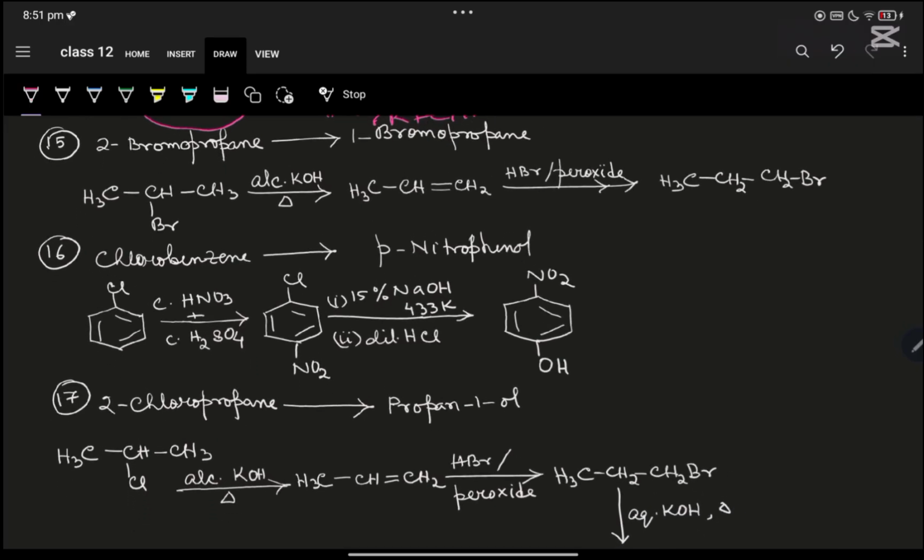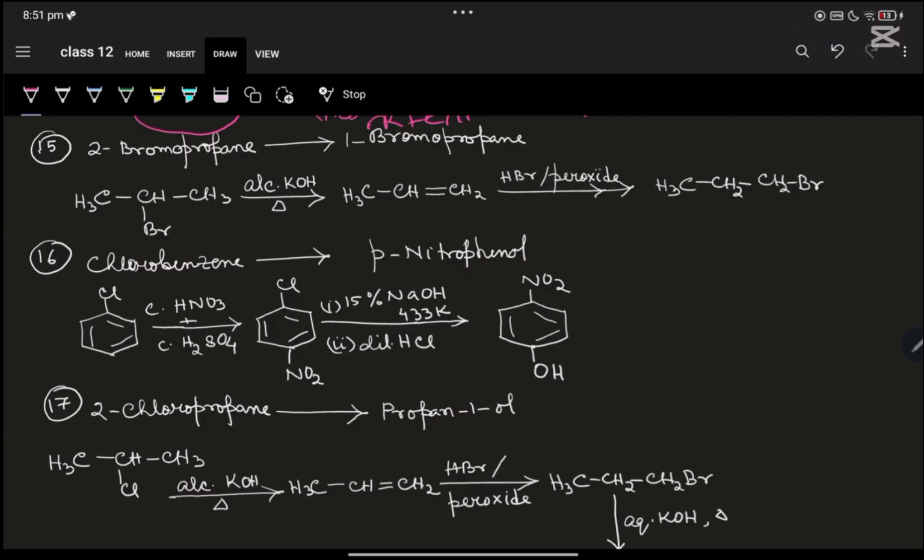Next, 2-bromopropane to 1-bromopropane. These types of questions are also very common, where you see the position of the Br changes, or maybe only the position of the double bond is changing. So here, 2-bromopropane, first do beta elimination. This is the alpha position, Br will go. From the beta position, H will go, minus HBr, and you get propene. Now see where the bromo needs to come. It needs to come in carbon number 1, which is less substituted. So follow anti-Markovnikov, HBr, peroxide.